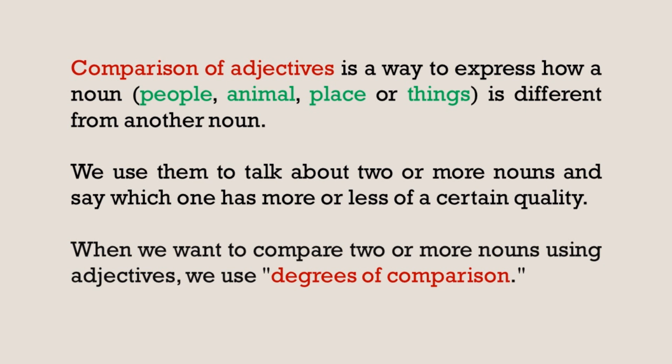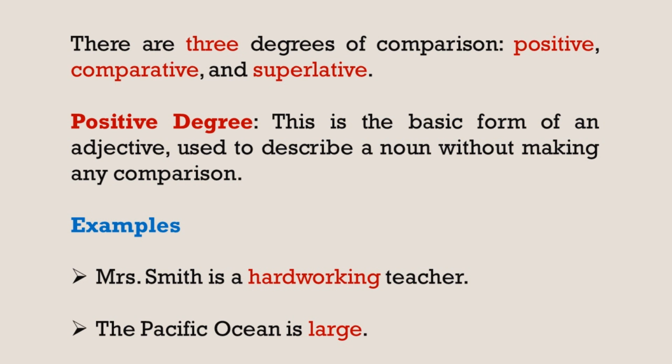When we want to compare two or more nouns using adjectives, we use degrees of comparison. There are 3 degrees of comparison. We have the positive, the comparative, and the superlative.